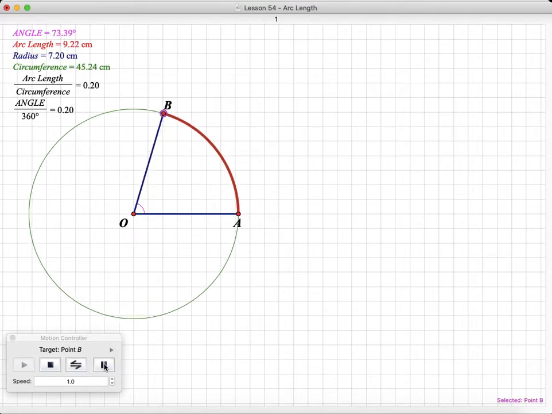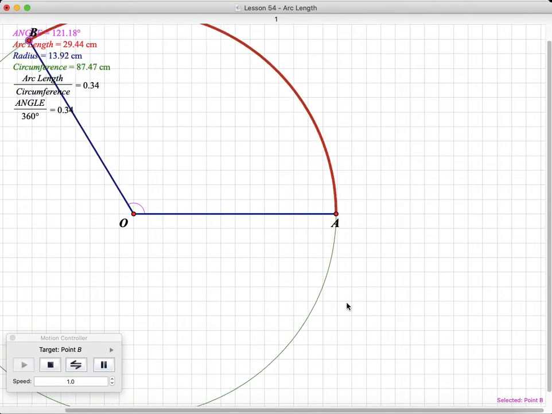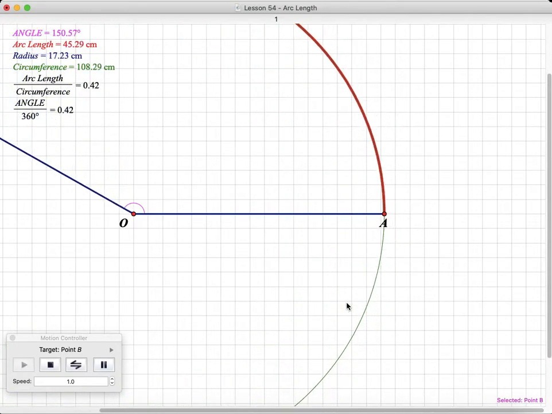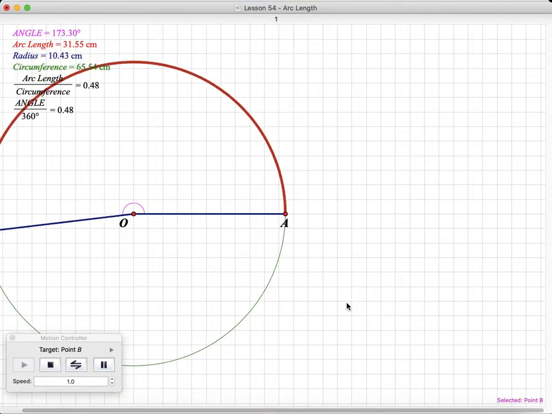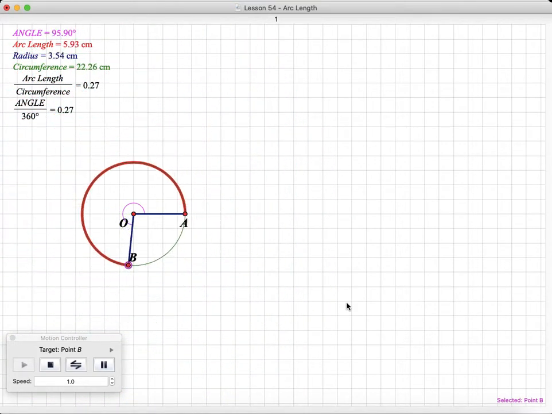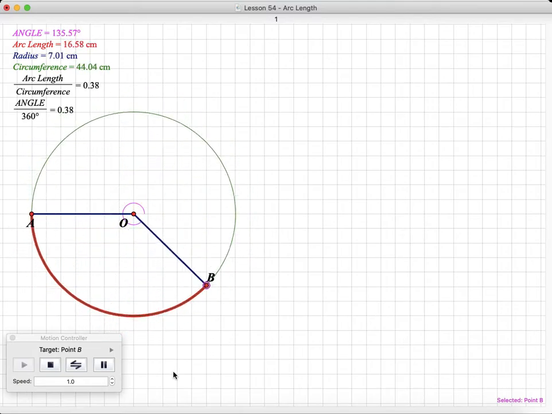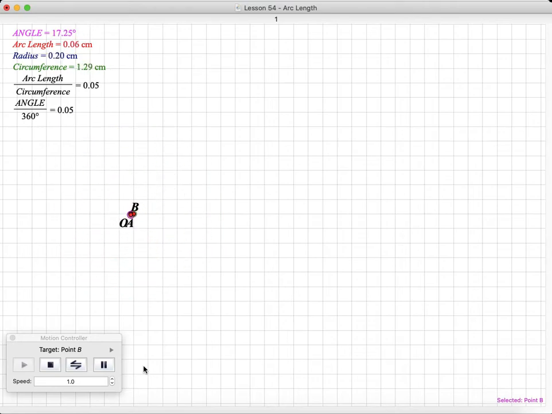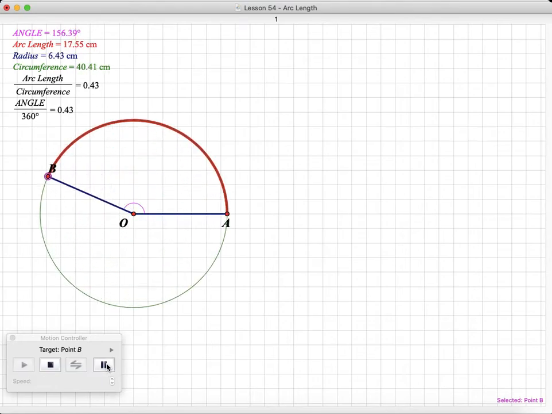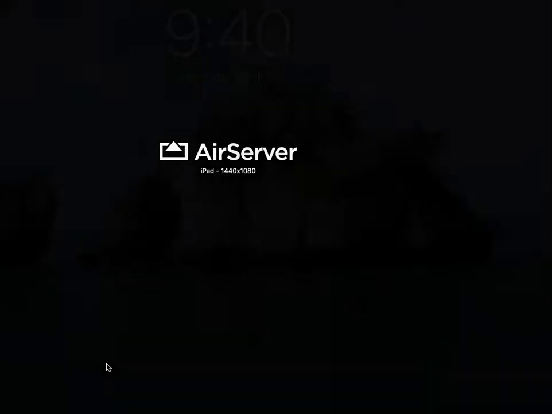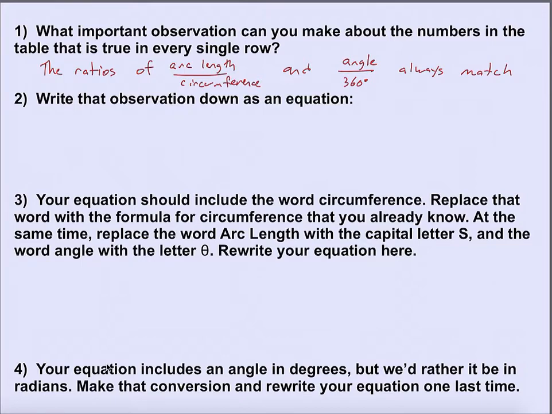No matter how big that circle gets, no matter how big the angle gets, notice how, as everything moves around, the comparison of the two are always equal to each other. Of course, that decimal keeps changing, but those two fractions are always equal to each other. In other words, put that as a sentence: the ratio of the arc length over the circumference and the ratio of the angle over 360 degrees always match. And so we can write that as an equation.